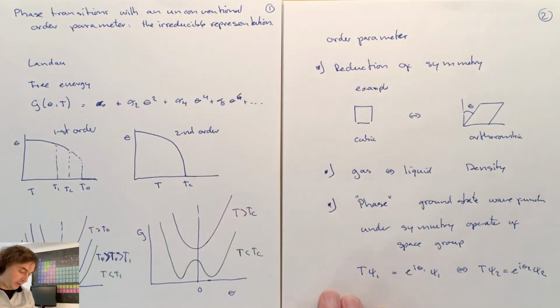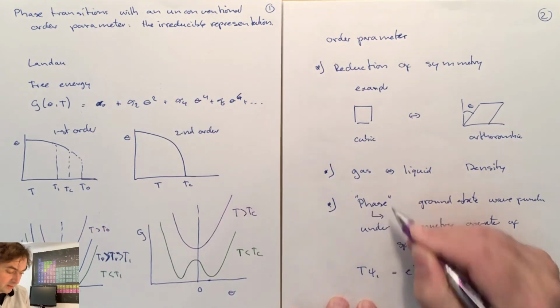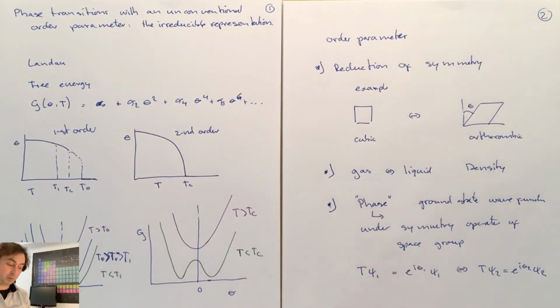For example, you can have a phase transition between an even and an odd wave function. T would then be the inversion operator where r goes to minus r, and in one phase you have a plus sign, in the other phase you acquire a minus sign. So phase is put here in brackets because, well, if it's a single fold degenerate state or a one-dimensional irreducible representation, then indeed this is just a phase.